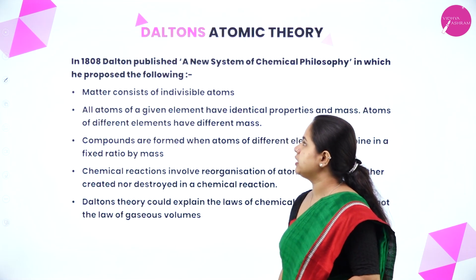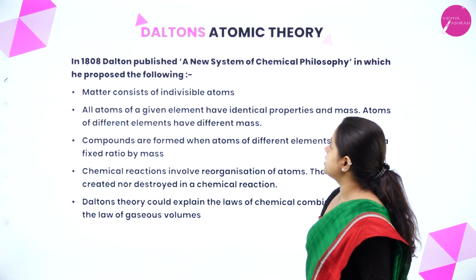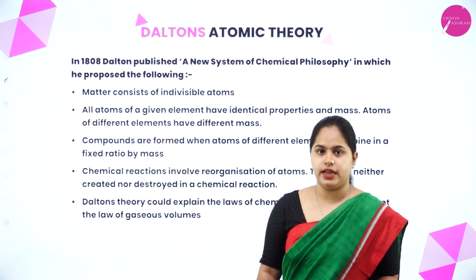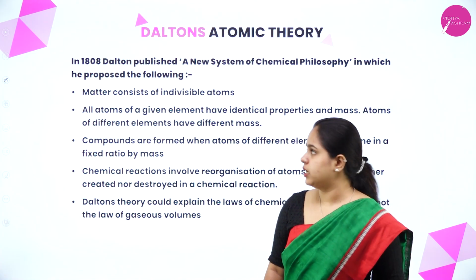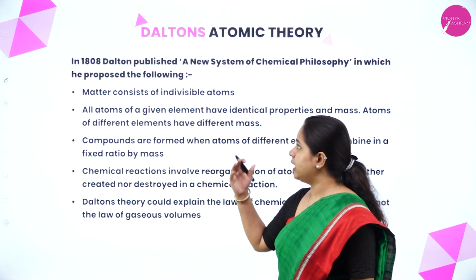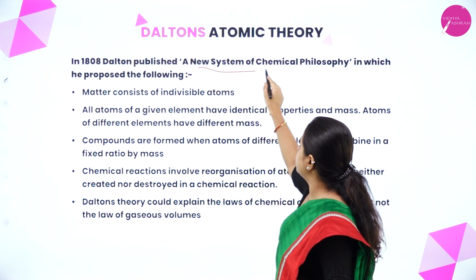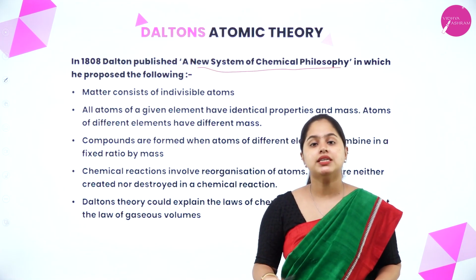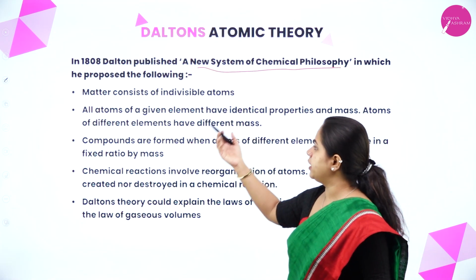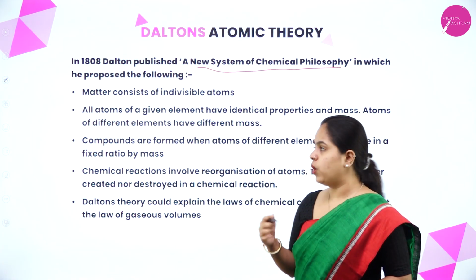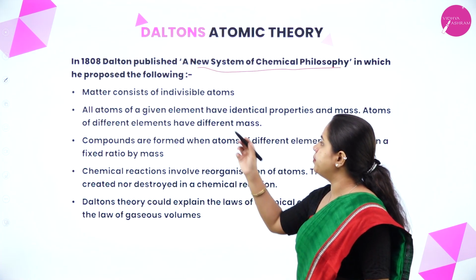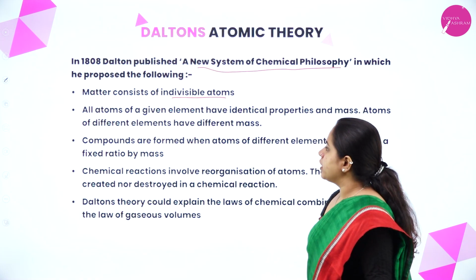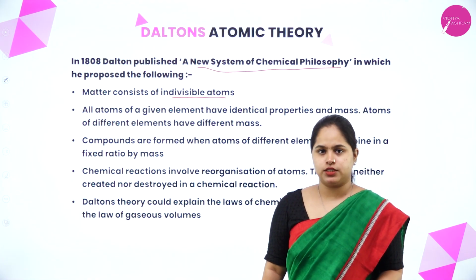Now let's move on to the next topic, that is Dalton's atomic theory. These are the postulates which were proposed by Dalton according to his experiments. In 1808, Dalton published A New System of Chemical Philosophy in which he proposed the following. From his experiments, he was able to formulate these postulates. So let's go one by one. The first postulate is matter consists of indivisible atoms. This was the first postulate of Dalton's atomic theory.